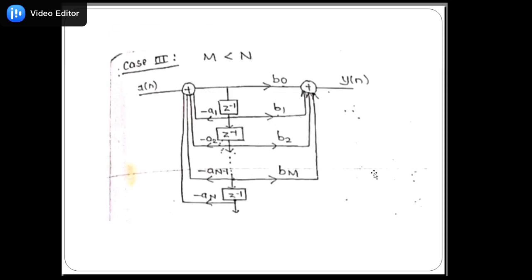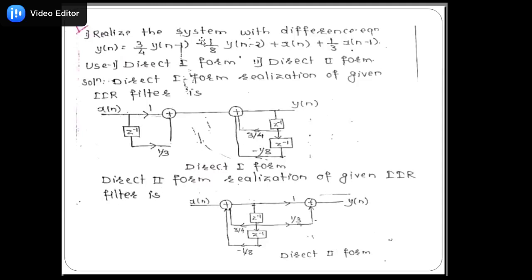Then realize the system with the difference equation y(n) is equal to 3/4 y(n minus 1) minus 1/8 y(n minus 2) plus x(n) plus 1/3 x(n minus 1). Use direct one form and direct two form.